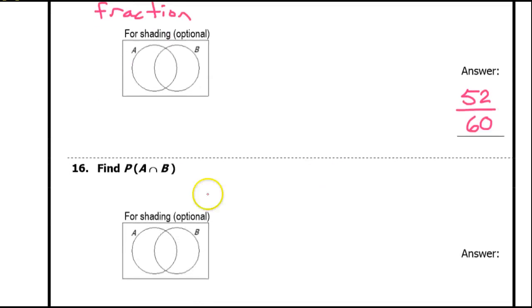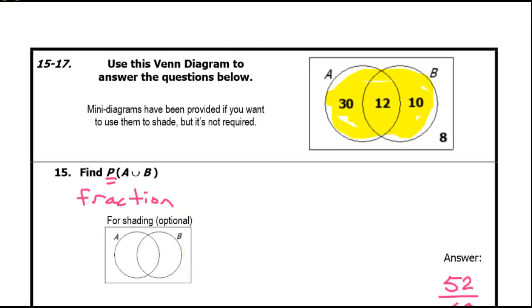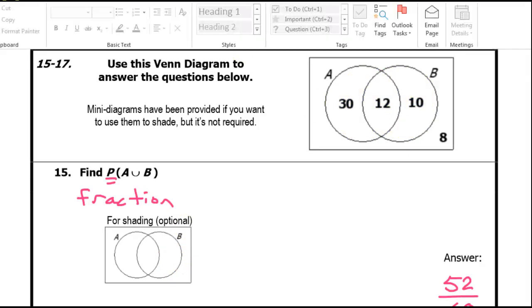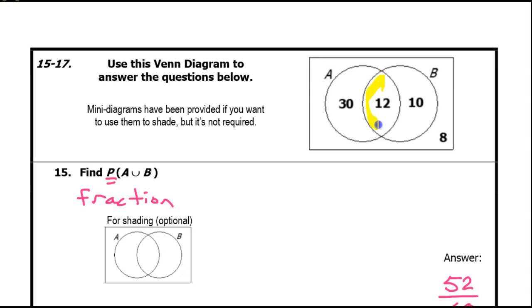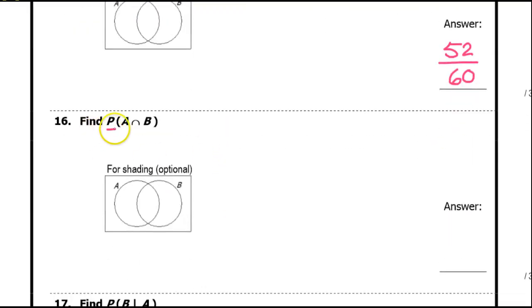Now this is the probability of A and B. That's going to involve the overlap. So we know that A and B is the overlap. We're just talking about this part, which is 12. Again, this is probability, so I know it's going to be a fraction, so I'm going to do 12 out of 60.